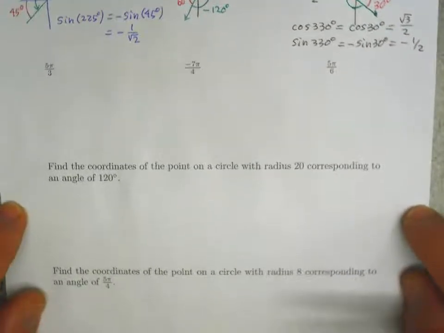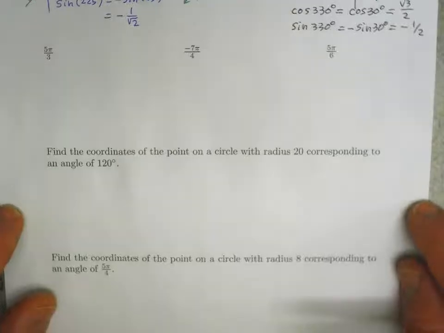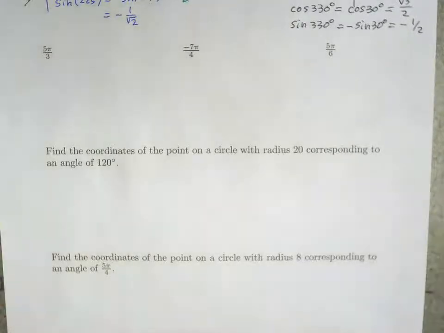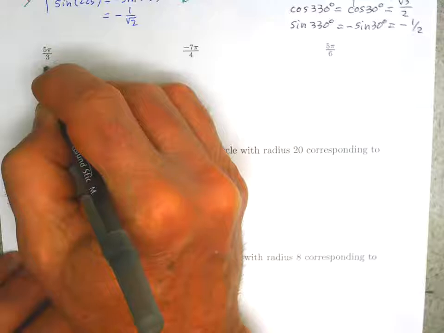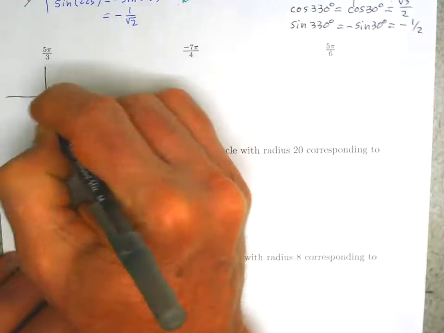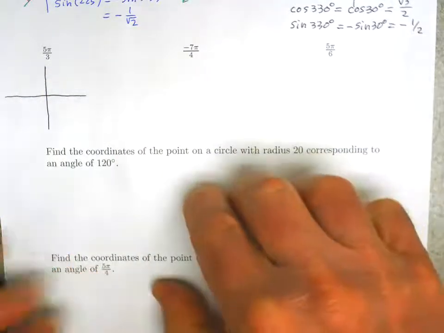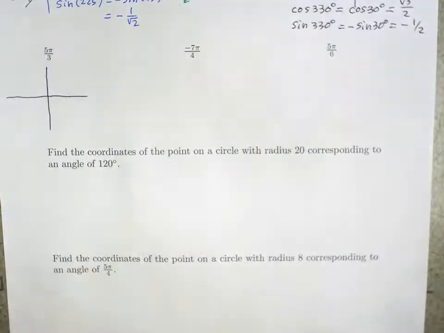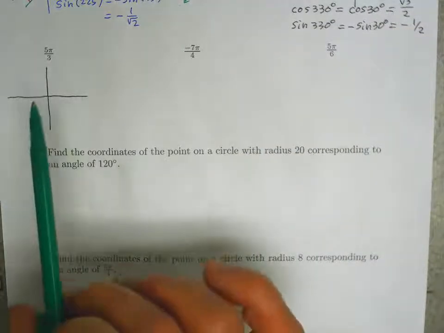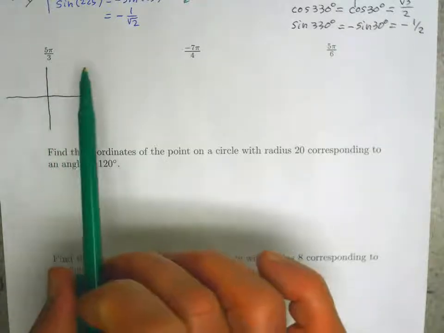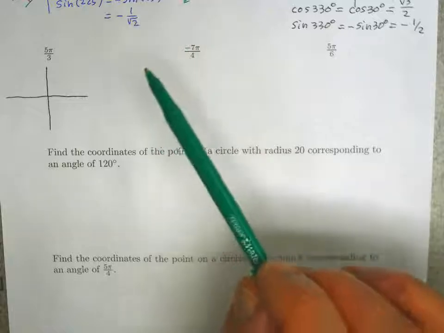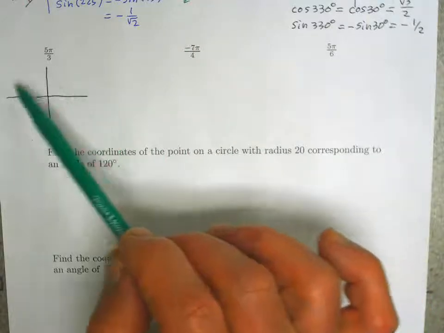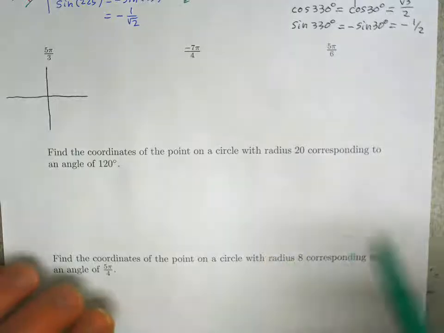Okay, let's do some more. 5 pi over 3. So where is that? Where's the terminal side of 5 pi over 3? Well, it's almost 6 pi over 3, which is 2 pi. So it's not quite one revolution in the counterclockwise direction.